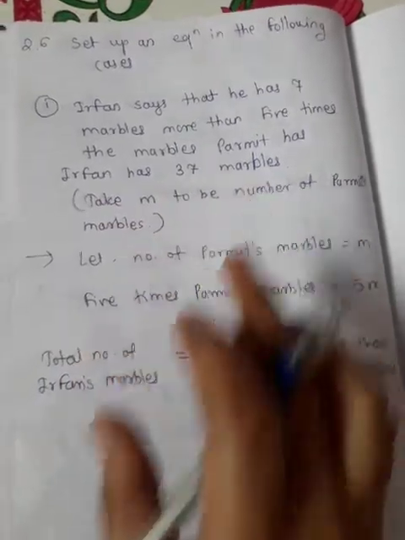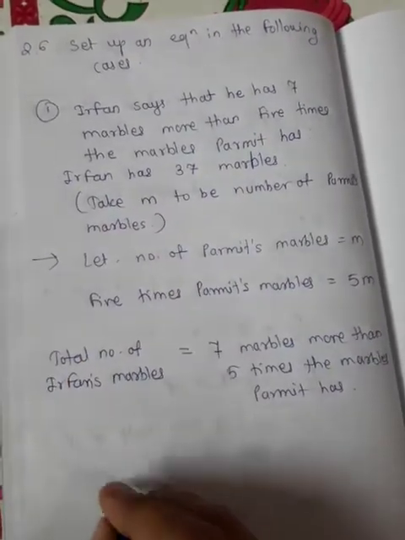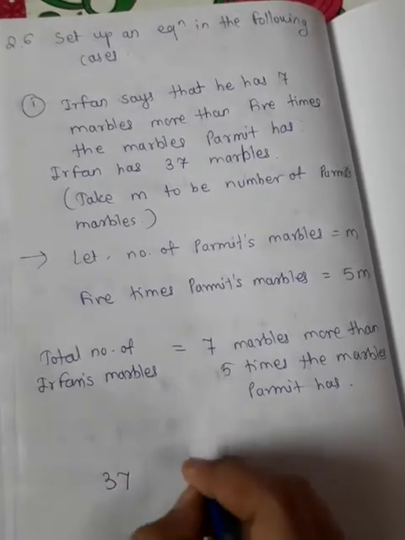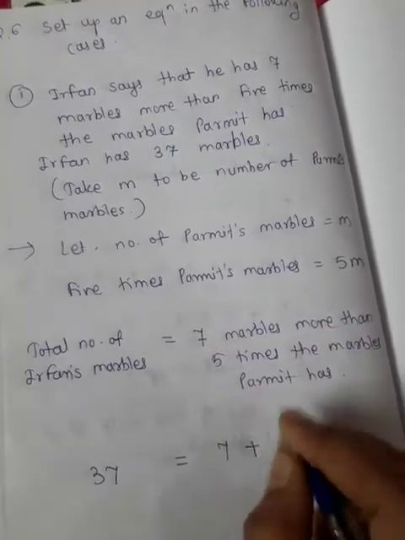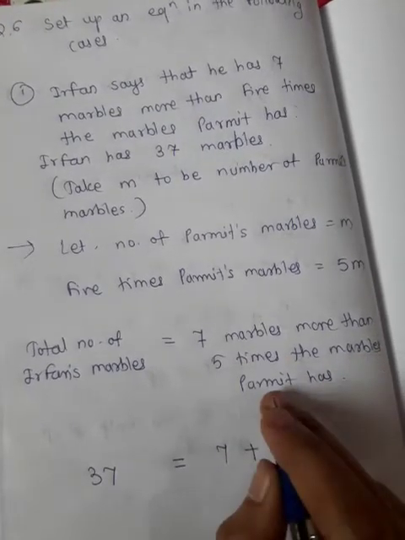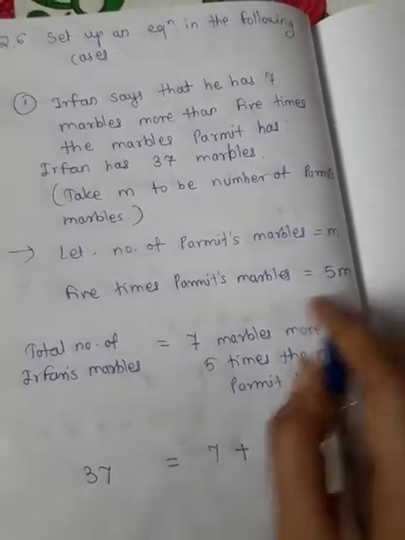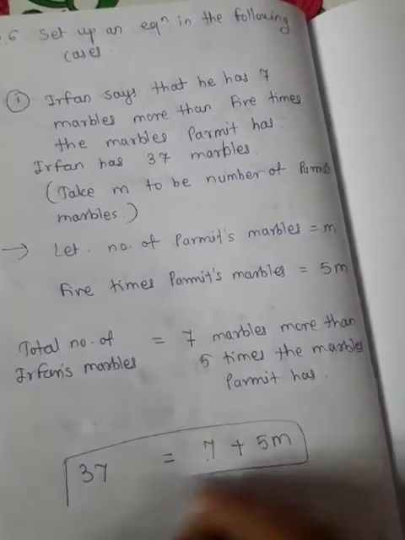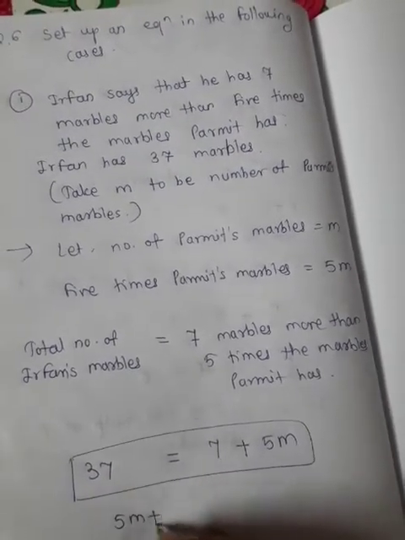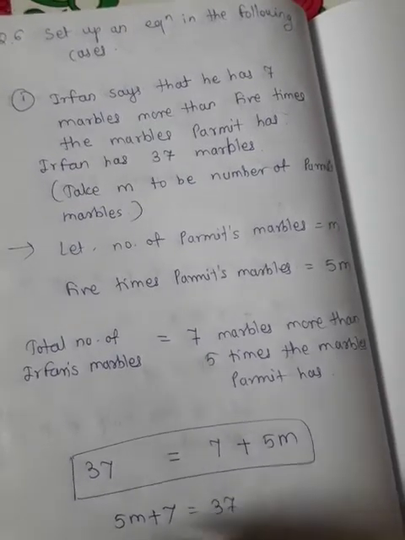Okay, so here Irfan has 37 marbles. So the total number of Irfan's marbles is 37, and that is equal to 7 more than, means 7 plus 5 times the marbles Permit has, means 5 times m. So here what is the equation? We got the equation: 5m plus 7 is equal to 37.